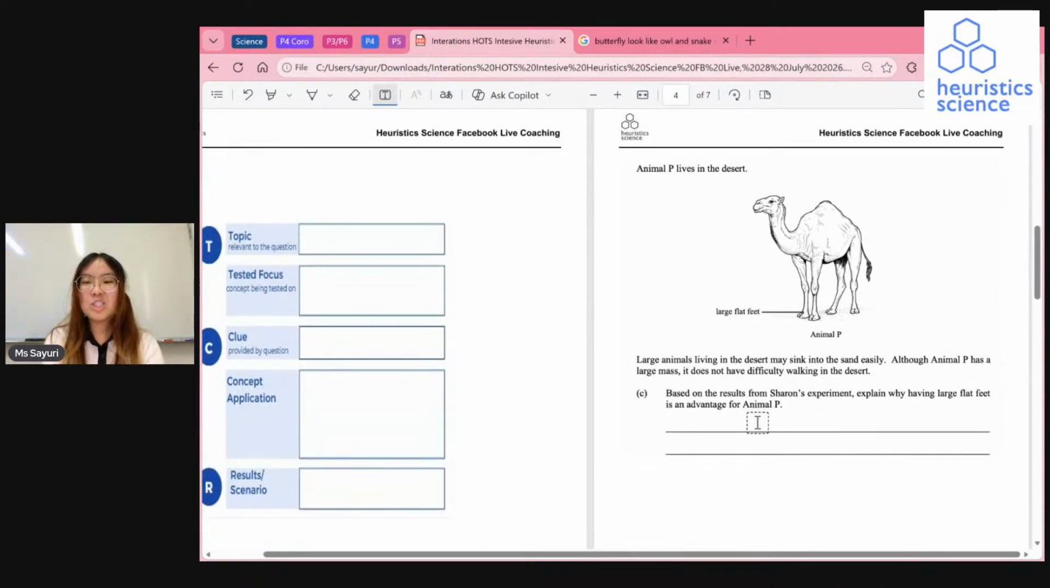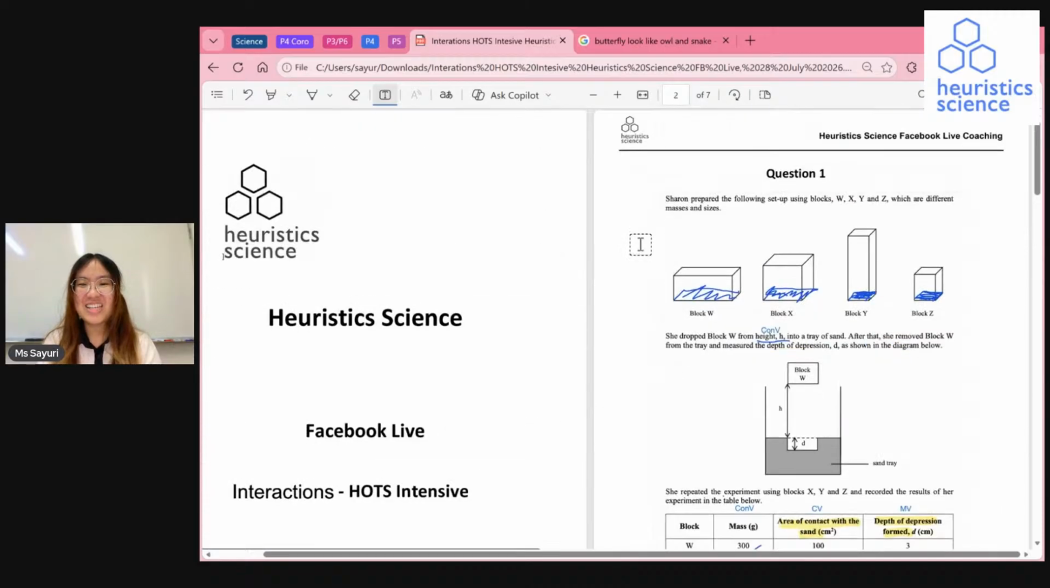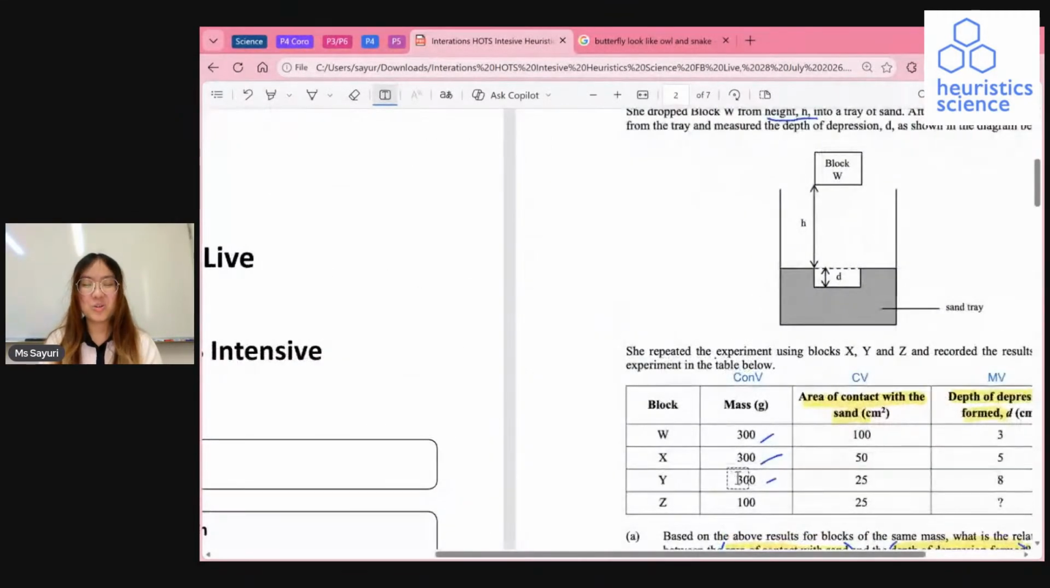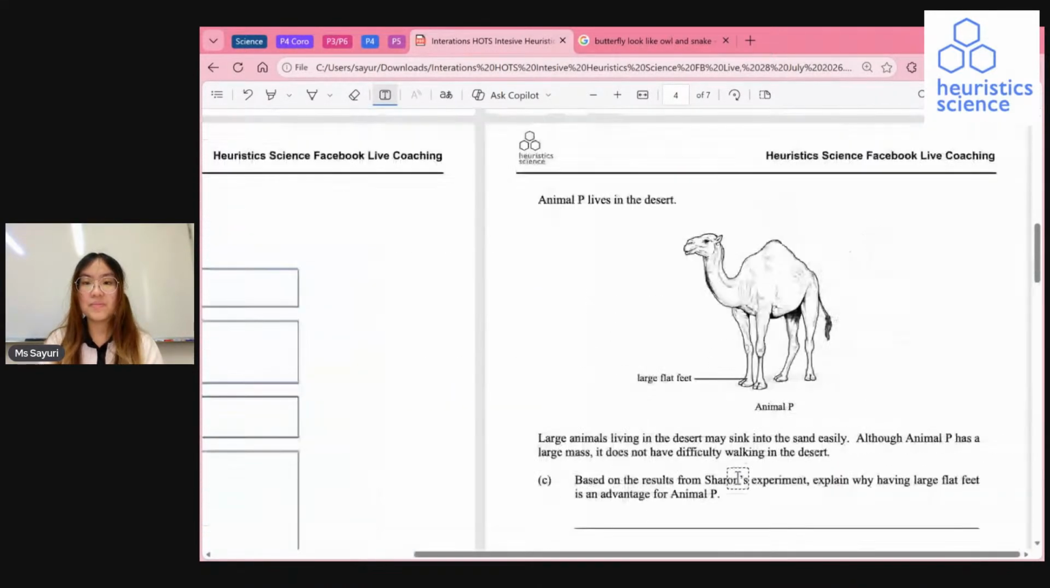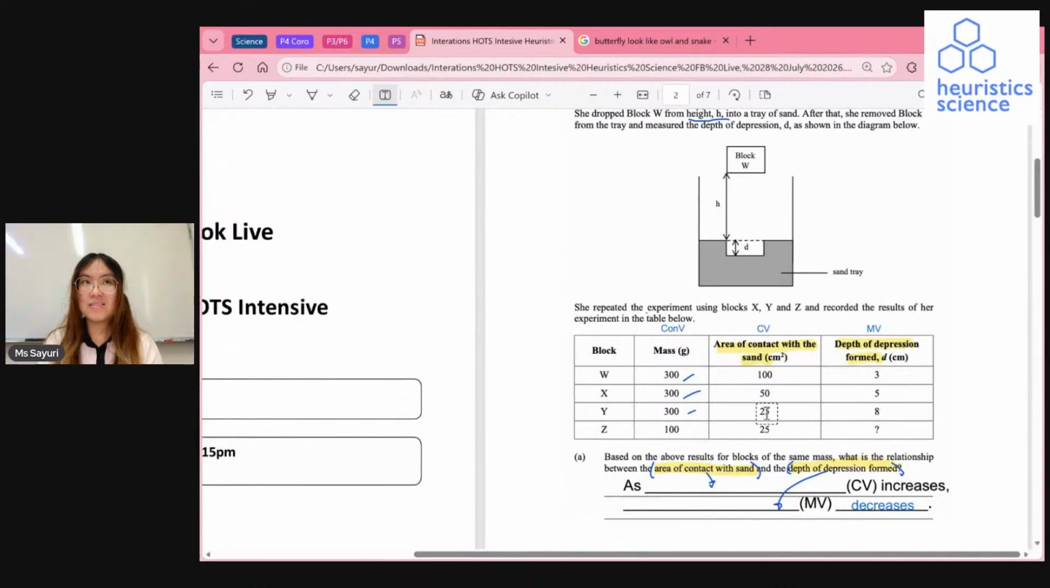Based on the result from Sharon's experiment, explain why having large flat feet is an advantage for animal P. Okay, so you know that your camel here, which is animal P, is going to be heavier than 300 gram. But following this logic here, have you ever tried? Maybe some of you, maybe ladies or your moms, if they are wearing high heels, they will not step on the sandy beach. Why? The heels will sink all the way in, right?